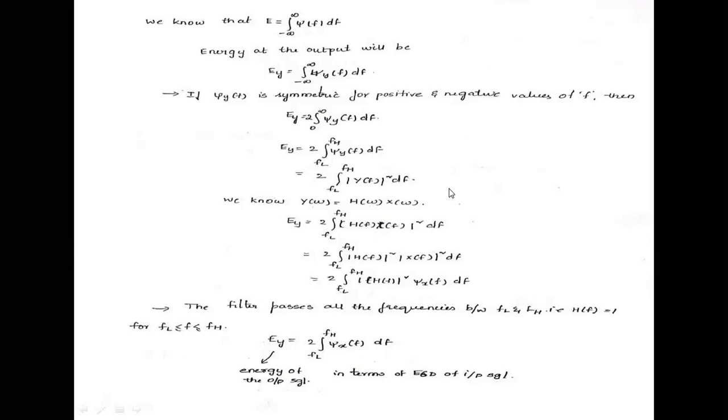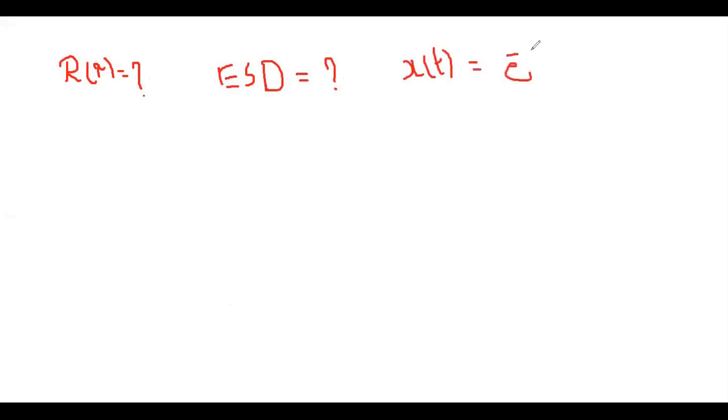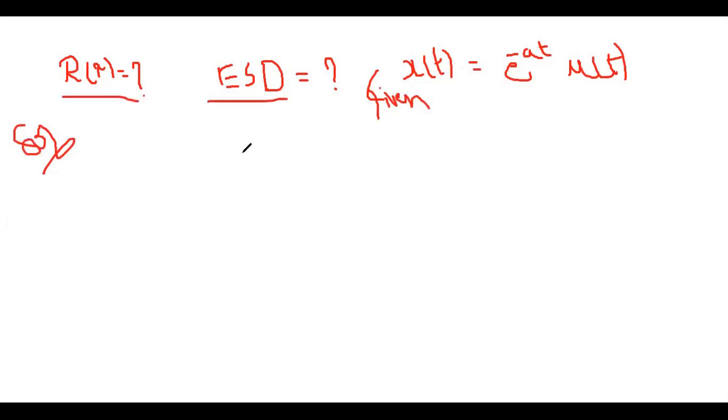Okay, now determine the autocorrelation function R of tau and the energy spectral density for the given signal x of t equal to e power minus at mu of t. For the given x of t, find the autocorrelation function and energy spectral density.